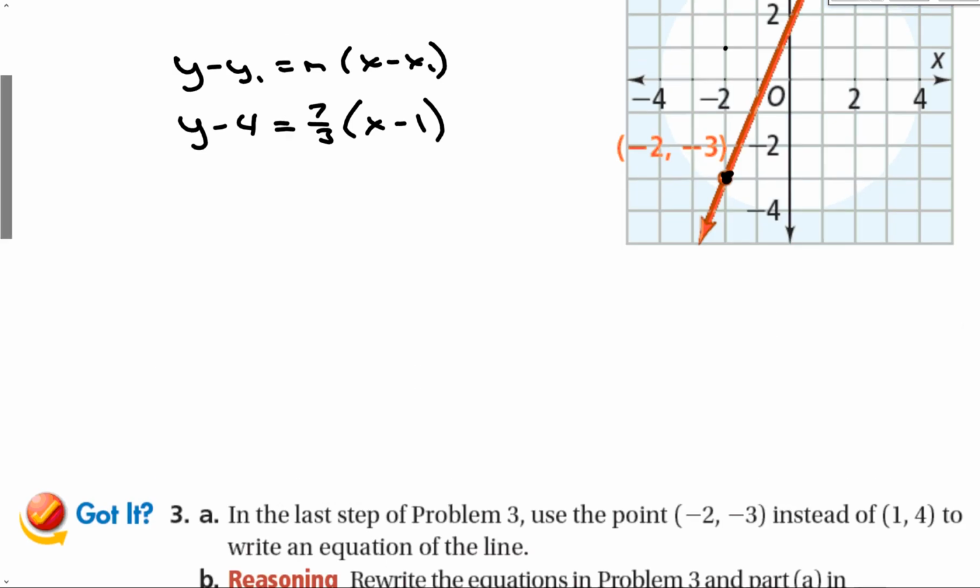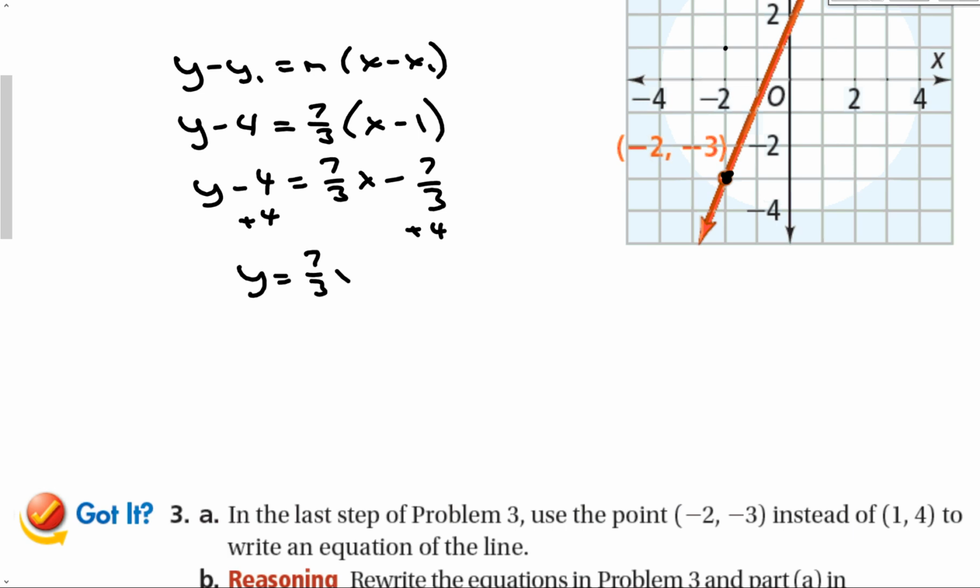So let's do that. Let's change this first equation to slope-intercept form. So this would be y minus 4 is equal to 7 over 3x minus 7 over 3. Then, when I add 4 to both sides, I get a fraction, yes. So that is minus 7 over 3 plus 4 gives me y is equal to 7 over 3x plus 5 over 3.